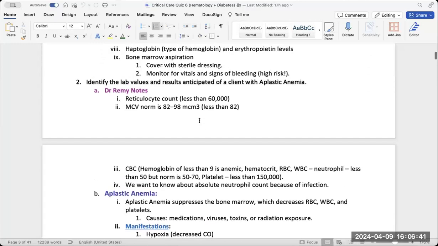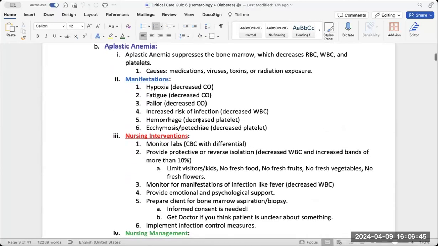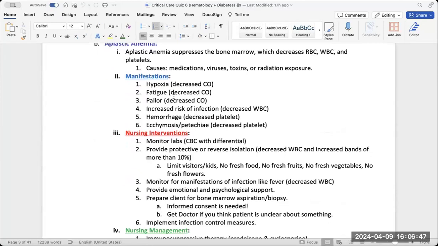And I don't think there's anything else to add for that. It's still a type of anemia, so we're still having fatigue, right? Pallor. But they're also at increased risk for infection and hemorrhage, so we could be seeing ecchymosis and petechiae on them, meaning they could be bleeding, right?